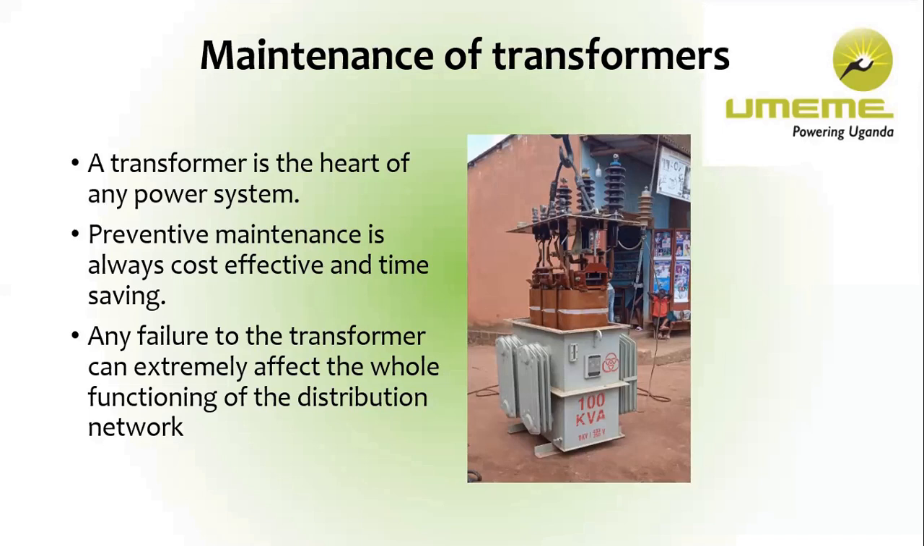Basically, what do we do on transformers? We have three things: inspection, maintenance, and reporting. That's what is done in Umeme. Others that have been in UETCL or other generation companies, distribution companies, you know what they do. But for us here, we do inspection, maintenance, and reporting. Next slide. In inspection, we check for any anomaly.